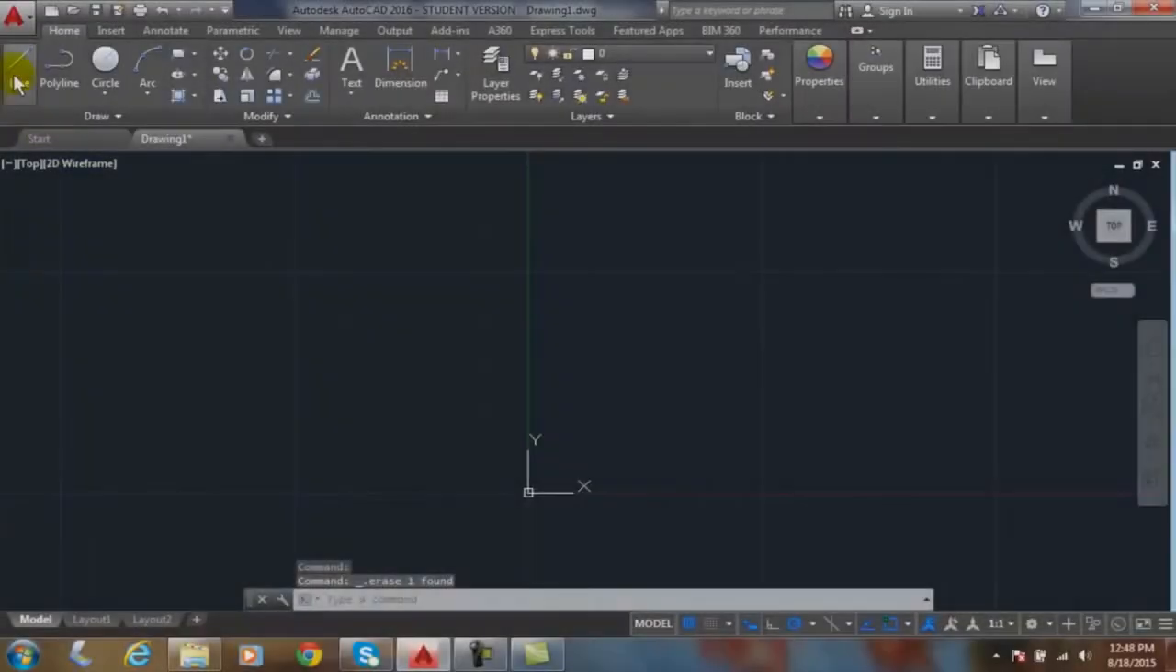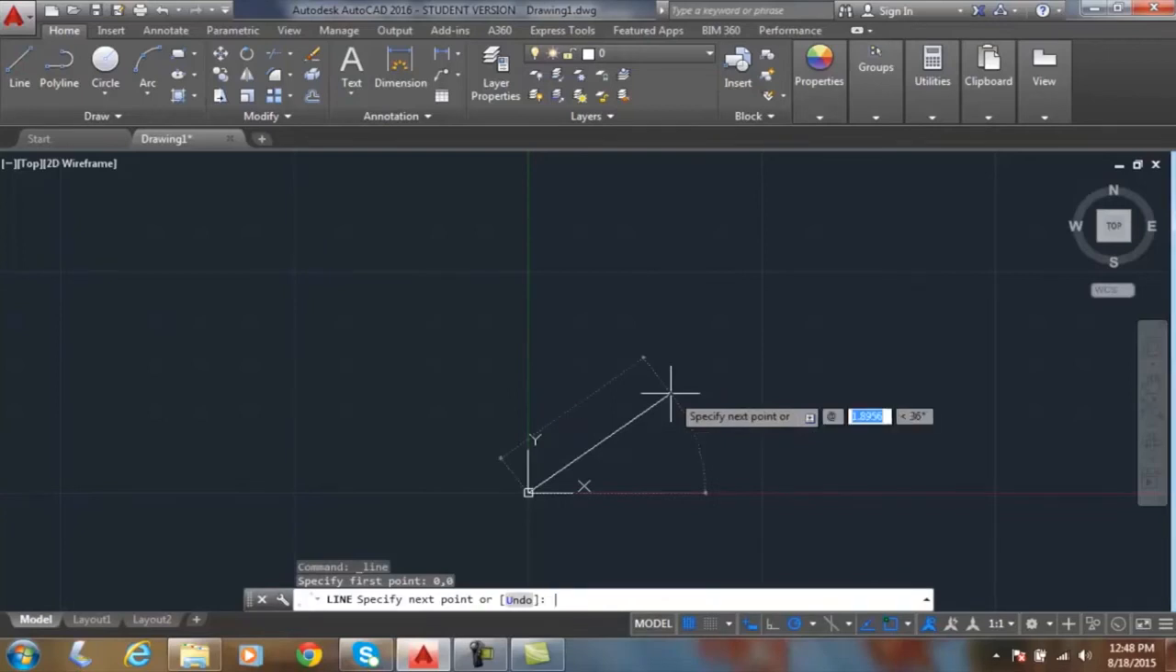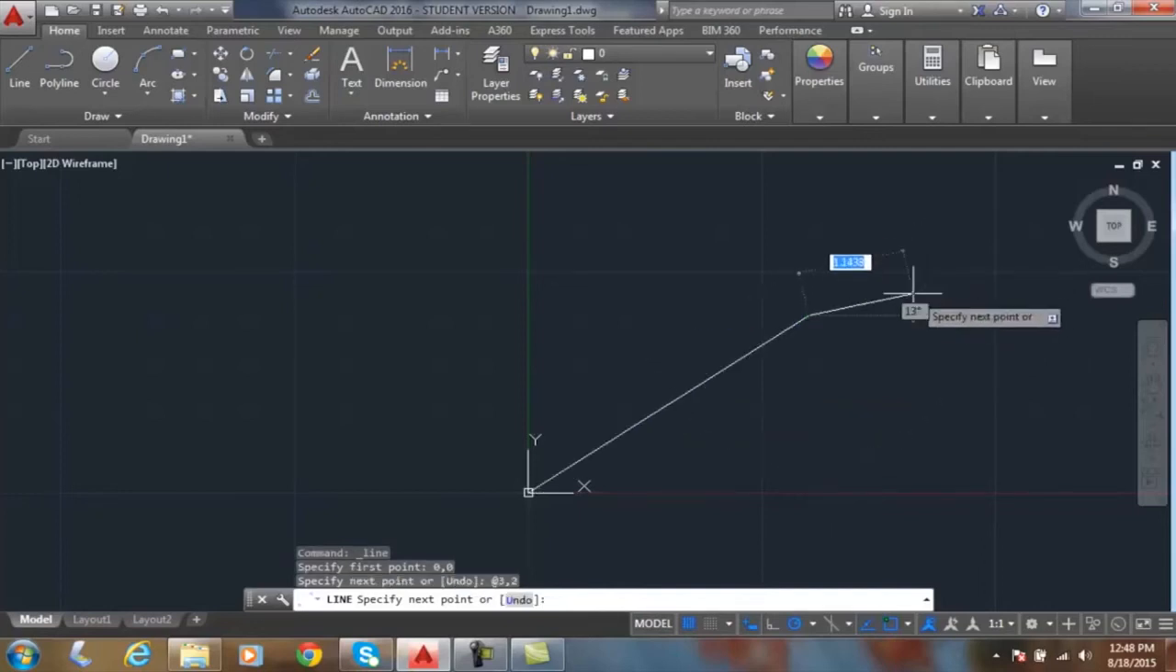Let's draw a line to understand what a relative coordinate is. I'm going to start from the origin. Then I want to go @ symbol, which is equal to 2, and from that location, I want to go 3 units, 2. I went 3 units to the right in the X and up 2 units.